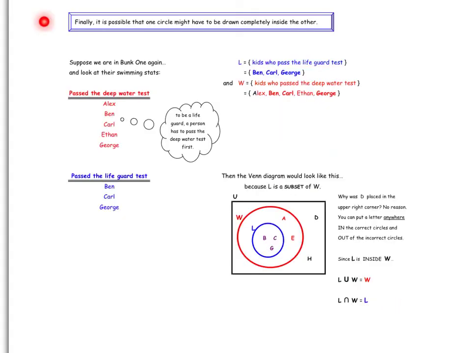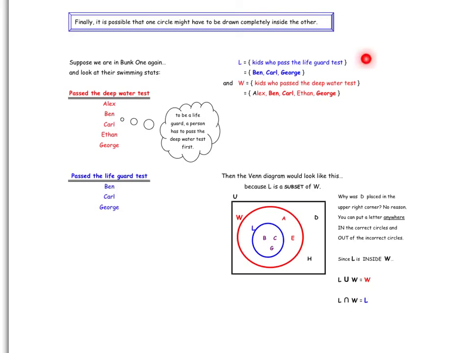Finally, it is possible that one circle might have to be drawn completely inside the other circle. Suppose we're in bunk 1 again and we look at their swimming stats. You can pass the deep water test or you can pass the lifeguard test. To be a lifeguard, a person has to pass the deep water test first, so there isn't anybody in the lifeguard list who isn't also on the deep water test list.